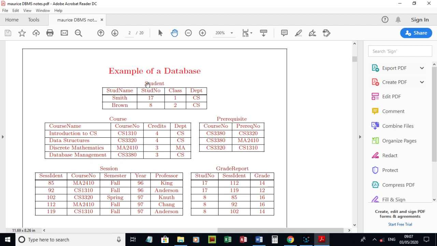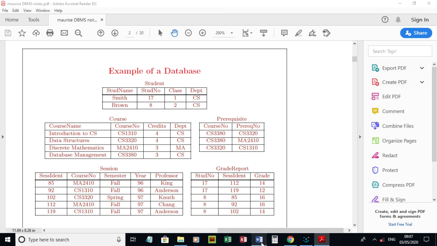Also an entity. Now, this is the name of the entity. I told you it is also called a relation, a table, an entity. Okay, this is the name of the entity. Now, what is the schema? The schema now is student name, student number, class, and department. Okay, starting from the ER diagram point of view.